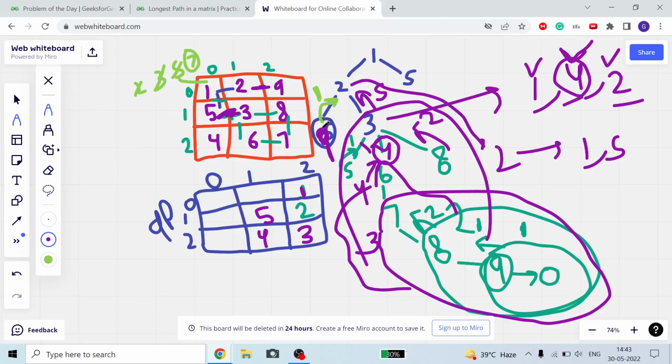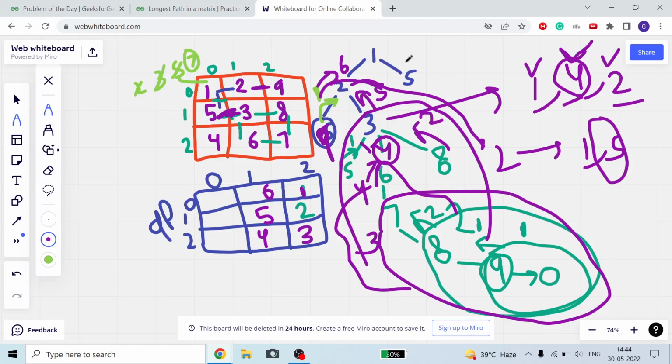Okay, so this is 9. So what 2 will say, I have two choices, either I go to this or I can traverse this of length 5. So it will say I will choose length 5, and so including 2 I can traverse length of 5 plus 1, that is 6. So I will update this as well.